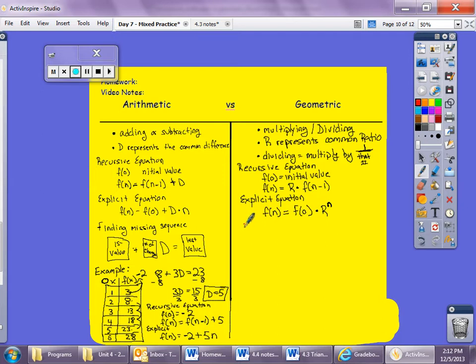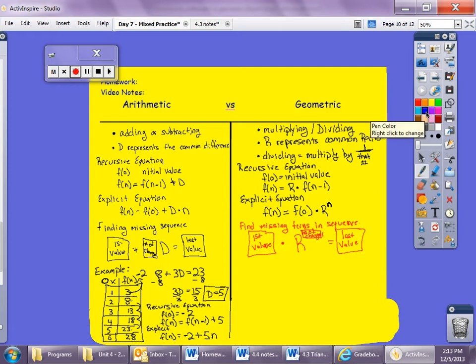And then if we want to find the missing number in a sequence, to find our missing terms in a sequence, we simply have our first value, so whatever the first value we have, and now this is times, because we're multiplying, times r, that's our common ratio, which is what we're looking for, to the number of changes, so however many times it changes, and that equals the last value.